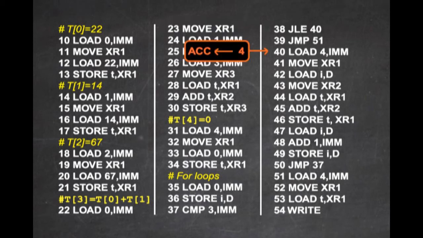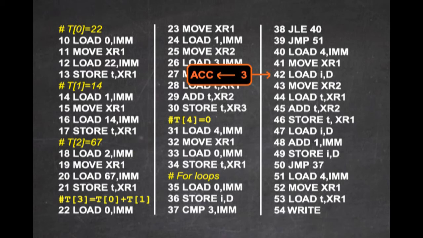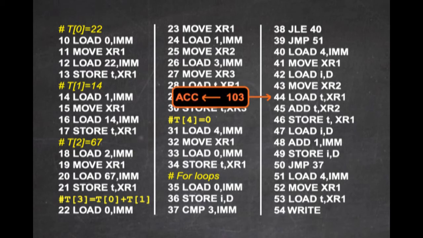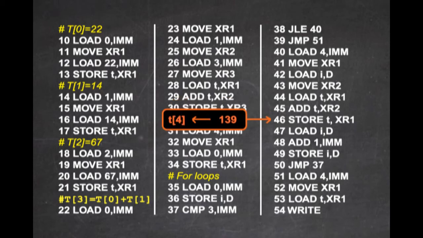Accumulator is loaded by 4. Index register index 1 is loaded by 4. Accumulator is loaded by 3. Index register index 2 is loaded by 3. Accumulator is loaded by 103. Accumulator is loaded by 139. Array item with index equals 4 is loaded by 139.